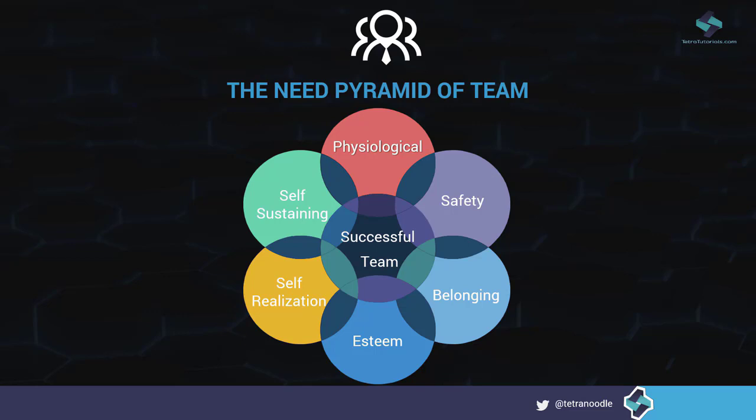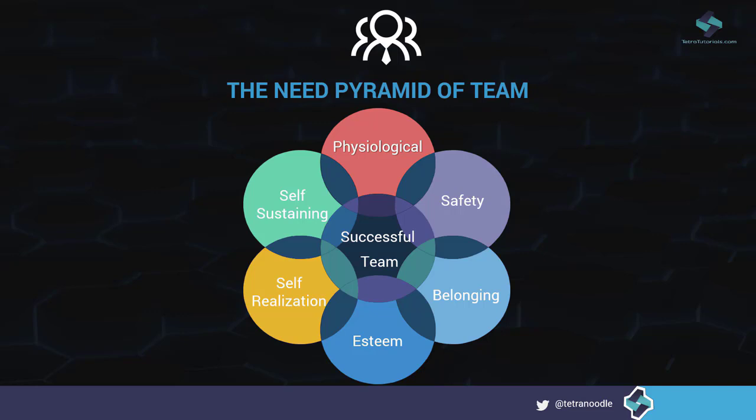Next is the need to belong and be an integral part of the team. The more the team feels they belong to the project and the team, the more efficient they will be in contributing to the project's success. The more ownership and commitment they will have towards the project. Motivating the team helps in improving the feeling of belonging.